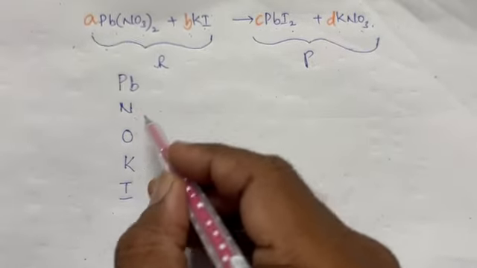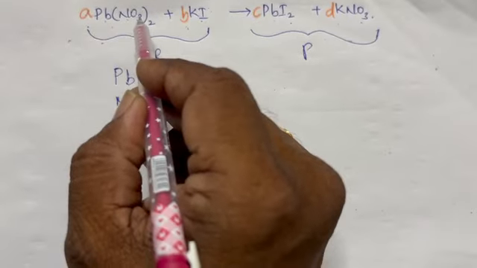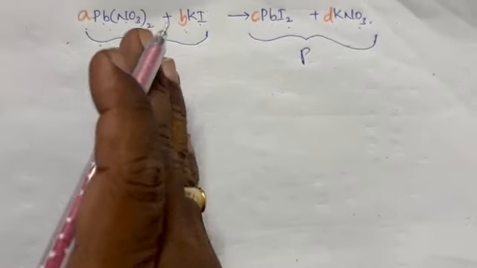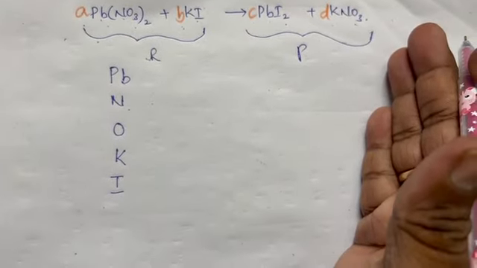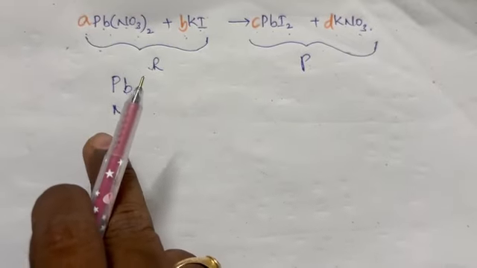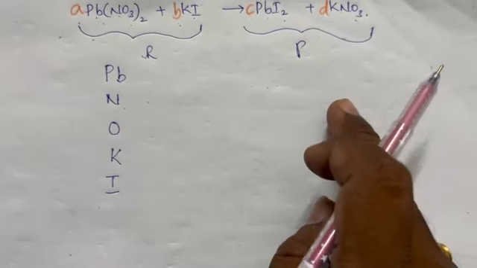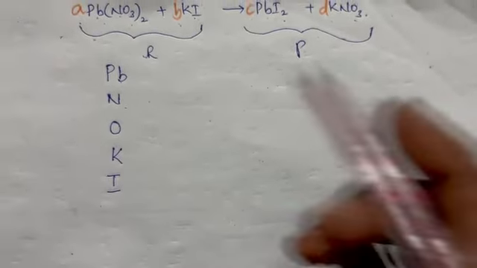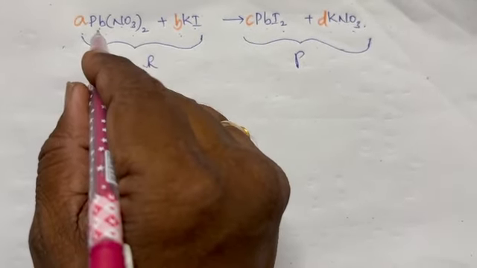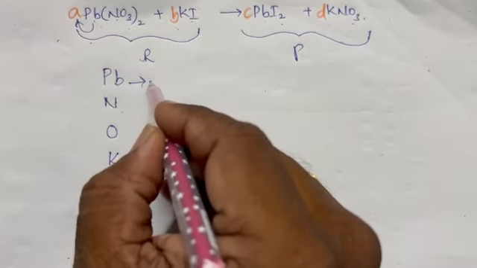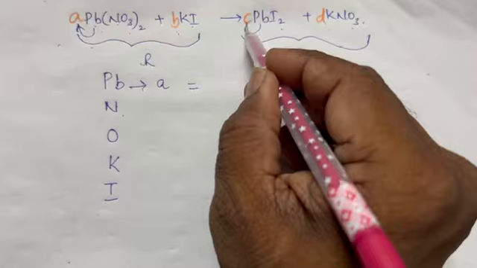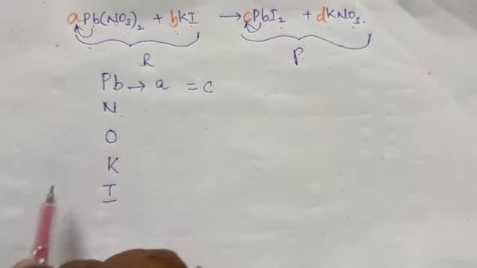So list out first how many elements are there in the reactant side, so that the same elements will be in the product side. But one thing is our target, our destination: the number of atoms in the reactants must be equal to the number of atoms in the products. Taking that into consideration, we go first with lead. It is only one lead with A. So we take A in the reactant side and equate it to one lead in the products, which is C. This is the first equation.